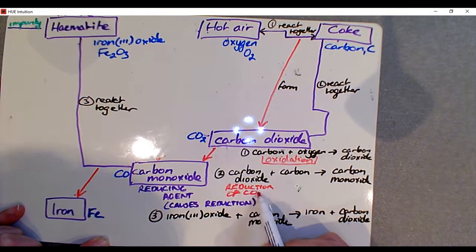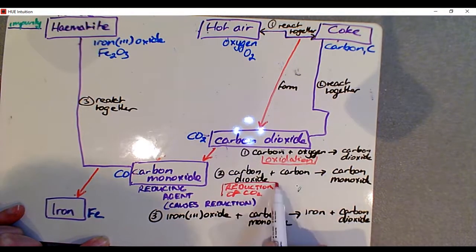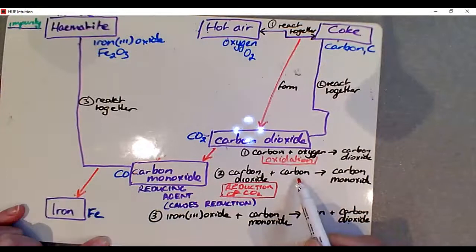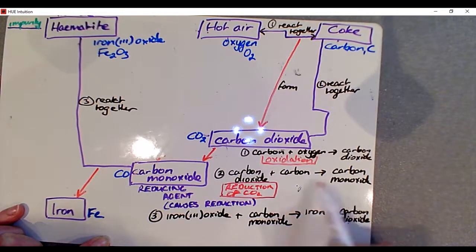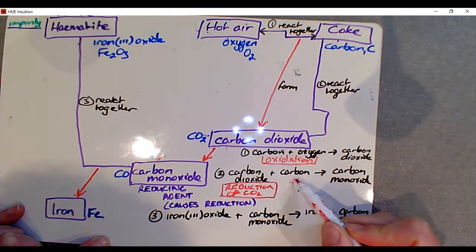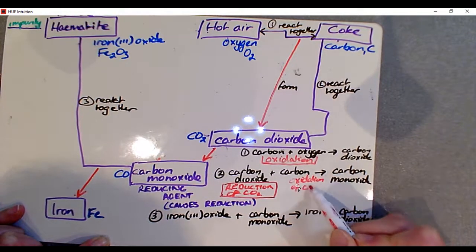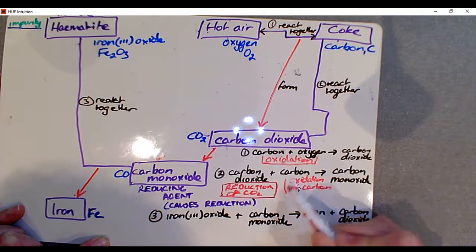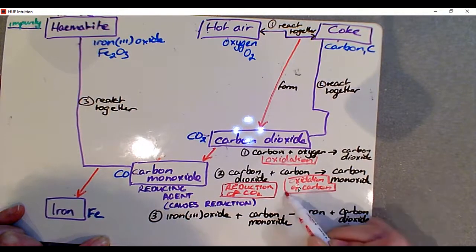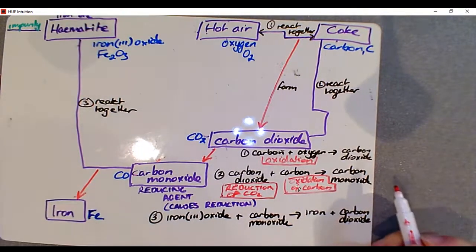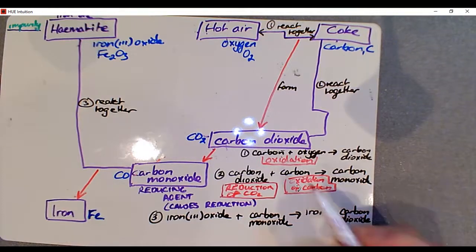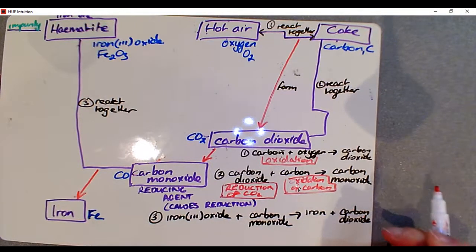Okay, so you've got reduction of CO2 here. But look, what has happened to the carbon? It's also become carbon monoxide. It appears to have gained oxygen. Right, so this is actually oxidation of carbon. And what is a reaction in which you have both oxidation and reduction? A redox reaction. So that's a really obvious redox reaction, okay?